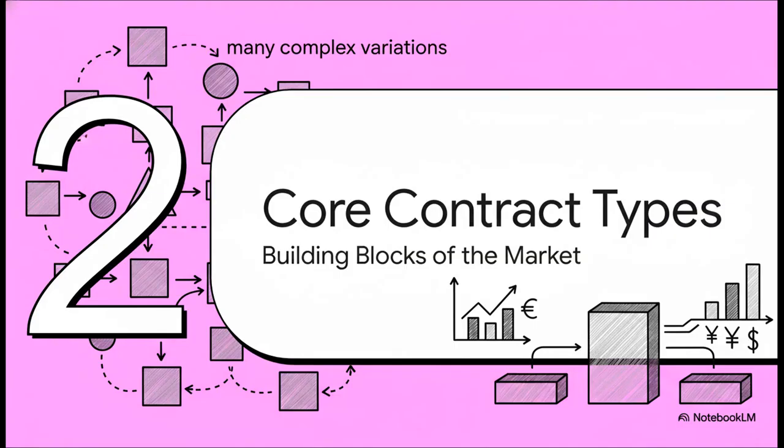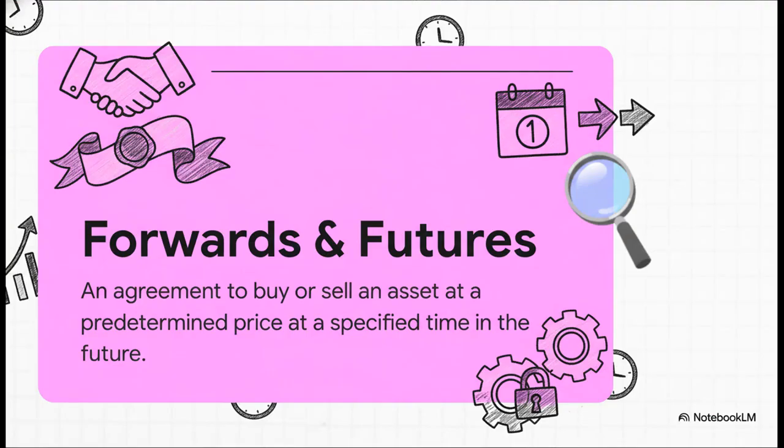Okay, so let's dig into the main types of contracts you'll find. Now, there are a lot of complex ones out there, but almost all of them are built from these basic blocks. First up, we've got forwards and futures. The easiest way to think about these is as a legally binding promise. Two people agree today on a price for something that they will exchange at a specific date in the future. The key word here is commitment. It's a done deal for both sides.